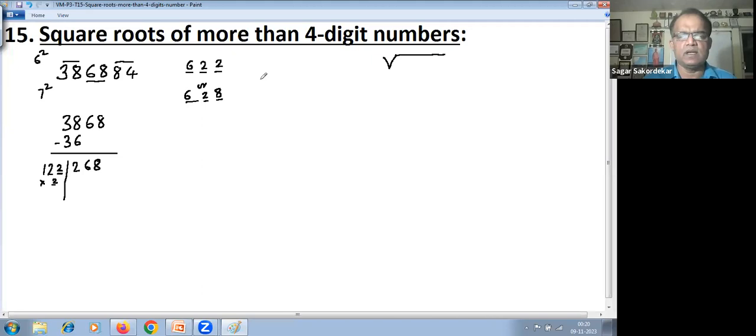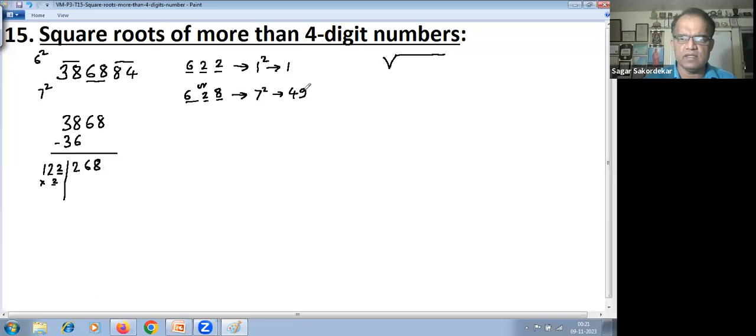One of these is correct, which you can determine using digit sum. Calculate the digit sum of this: 6 plus 2 is 8, plus 2 is 10, and 10 is 1 plus 0, which is 1. Calculate the digit sum of this: 6 plus 2 is 8, 8 plus 8 is 16, 16 means 1 plus 6, 7. Then take the squares of those digit sums. 1 square is 1. 7 square is 49.